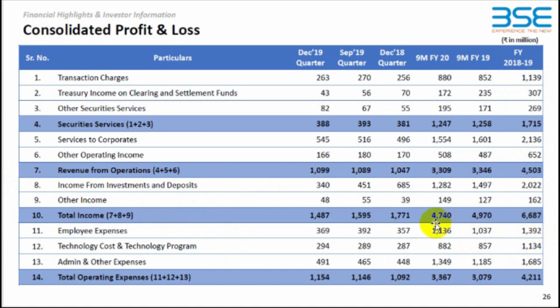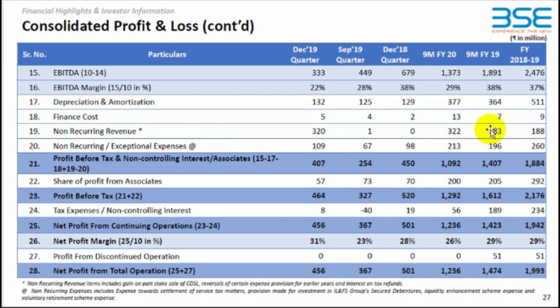If you look at the 9 months ending FY 20 and compare it with the 9 months ending FY 19, we see that it has marginally dropped from 497 crores to 474 crores. The total operating expenses have slightly increased from 307 crores to 336 crores. Finance cost is very low in FY 19 at 9 million, whereas depreciation is 51 crores. Finally, if we look at the net profit from total operations, it stood at around 199 crores. Comparing the 9 months of FY 19 with the 3 quarters ending FY 20, we see a marginal drop from 147 crores to 123 crores.